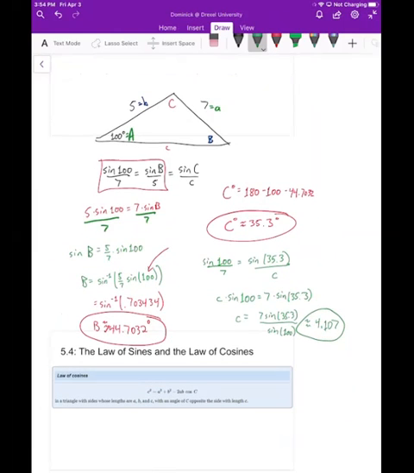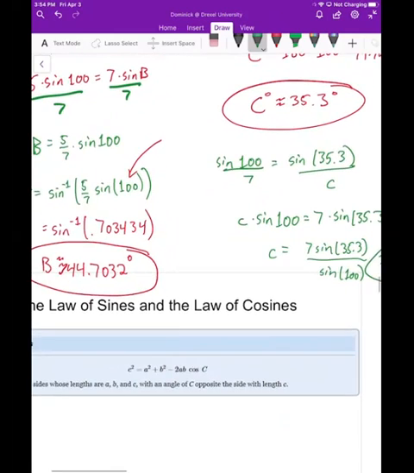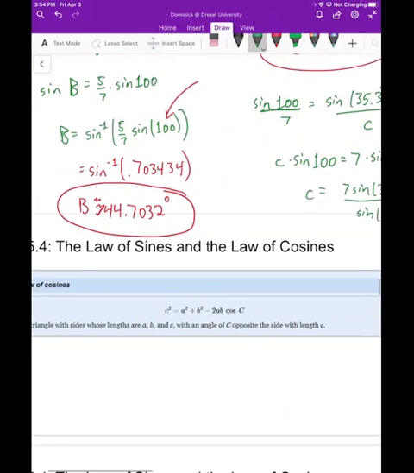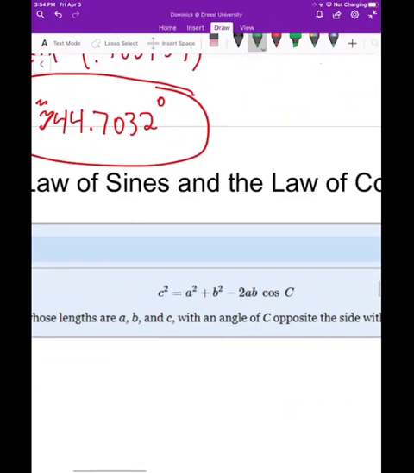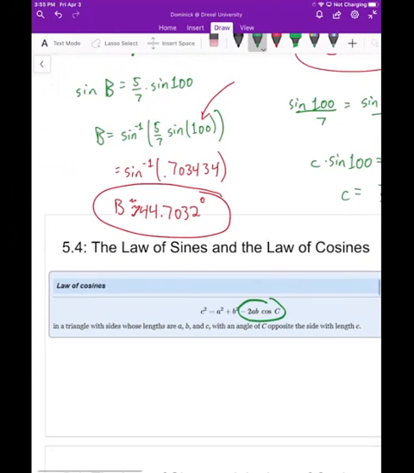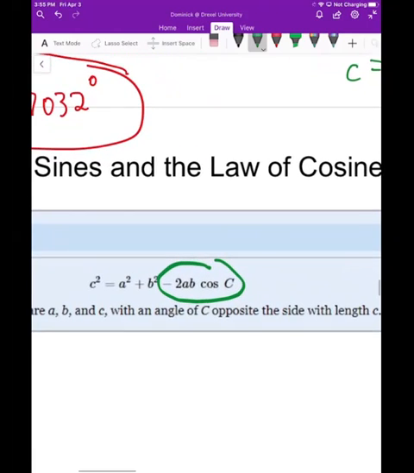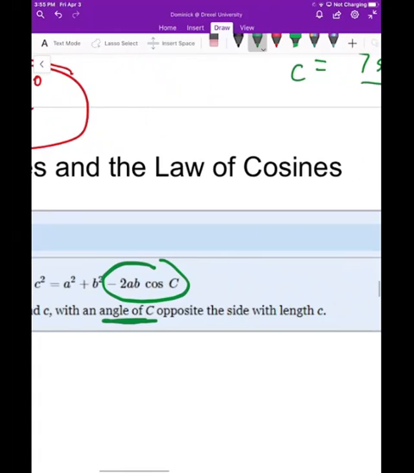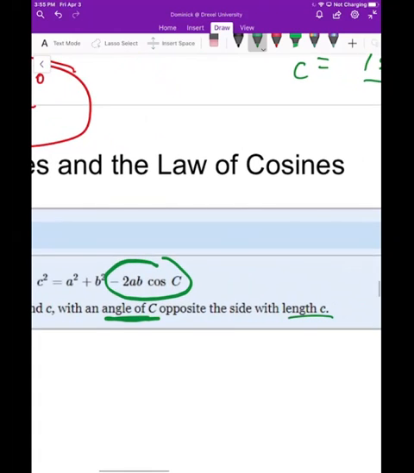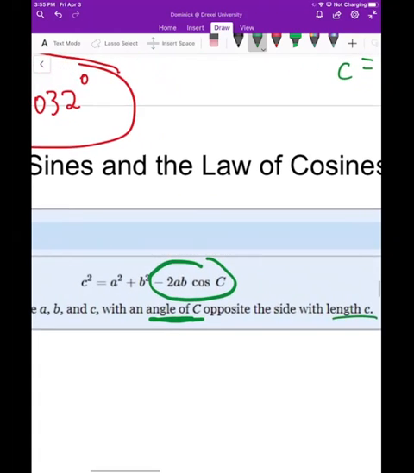Now the next law that we'll talk about is the law of cosines. The law of cosines looks a lot like the Pythagorean theorem, except we have this extra 2ab cosine C. The idea here is that the angle C corresponds to the side opposite with length C. Now, if you think about it, usually C is your hypotenuse.